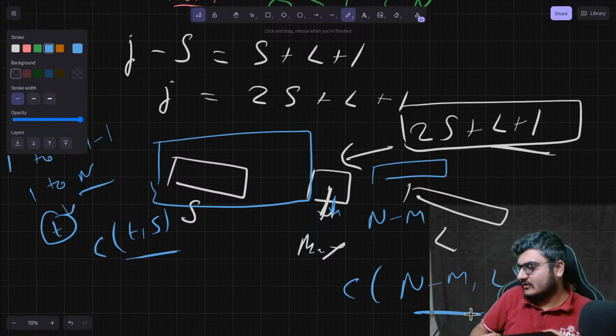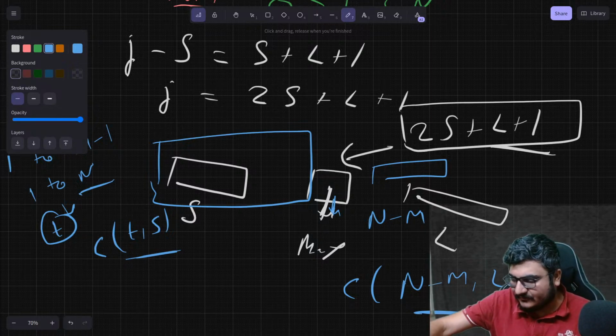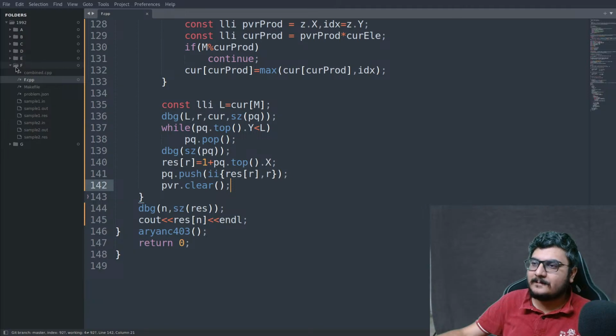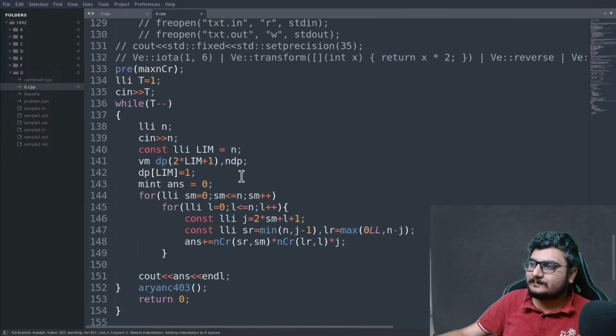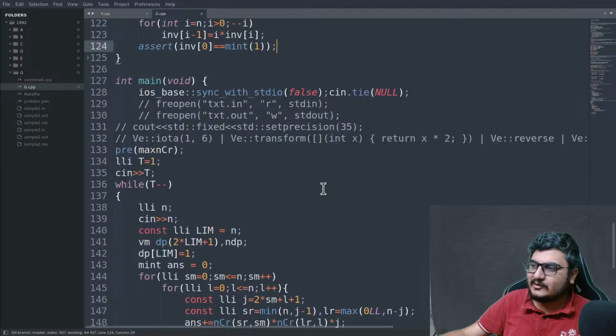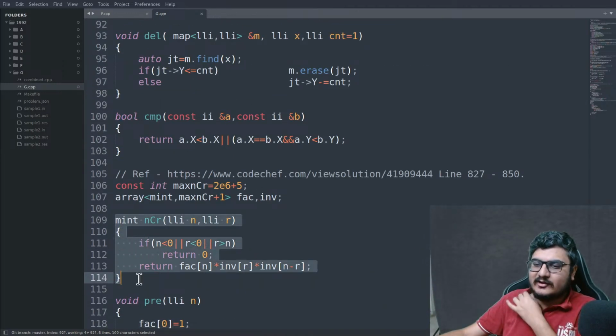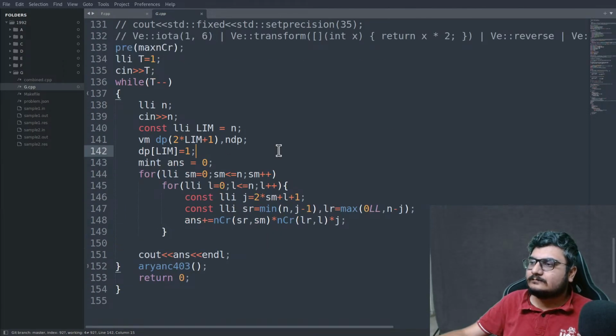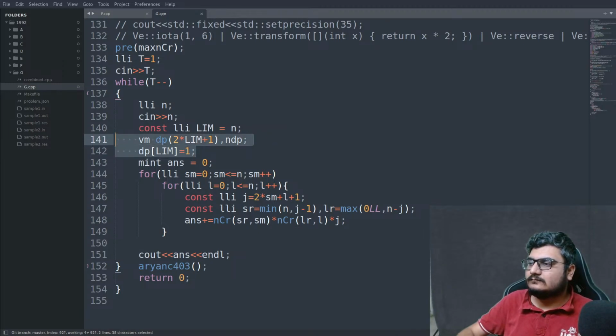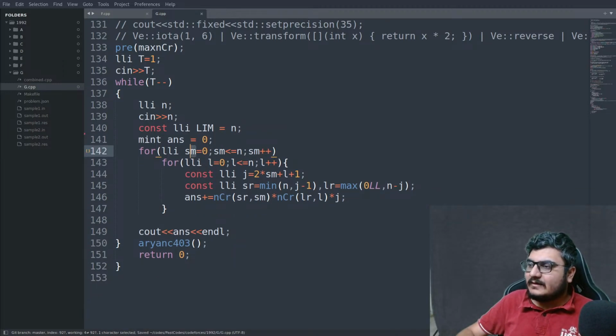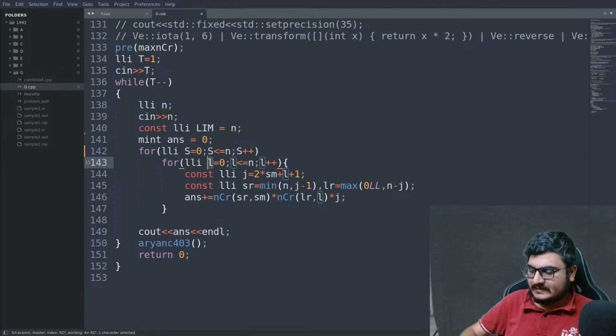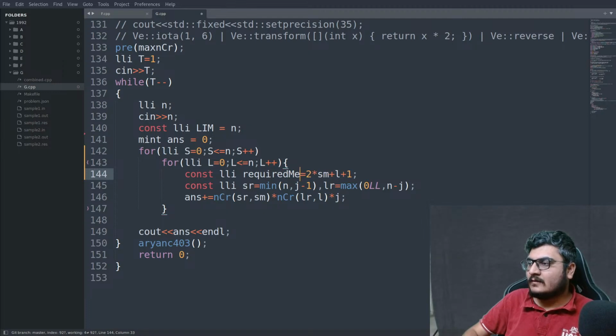I can probably code it now. We need NCR calculation to be fast, so I have pre-computed all the factorials and inverse factorials so that I can compute NCR in order 1. If I have S small numbers and L large numbers, then the required max value would be equal to 2 times S plus L.